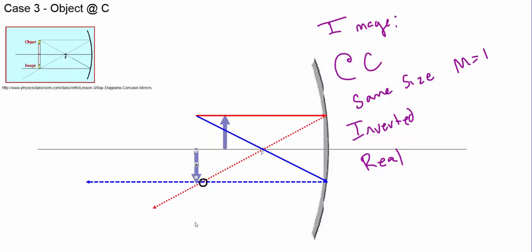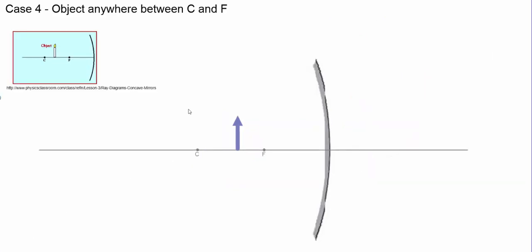So what do you think will happen to the image? Let's find out. The object is now between C and F, anywhere between C and F. It doesn't need to be the dead center. In fact, I intentionally drew this a little bit off of center to show that. Let's try to figure out where the tip of this arrow is. So again, at least one ray will leave the arrowhead parallel to the principal axis, and it will indeed reflect through F.